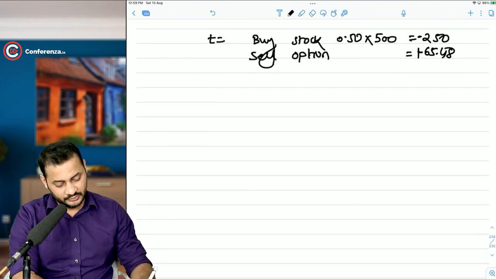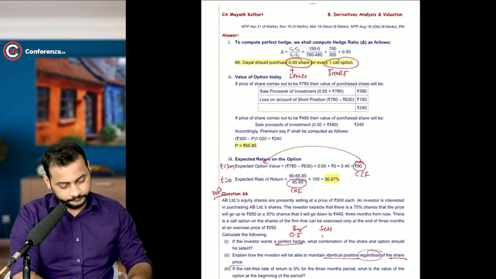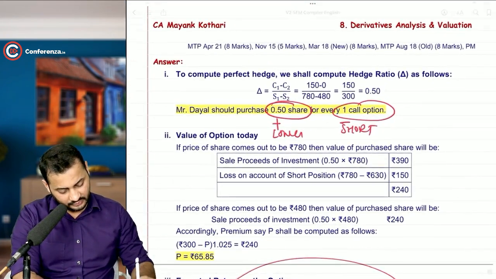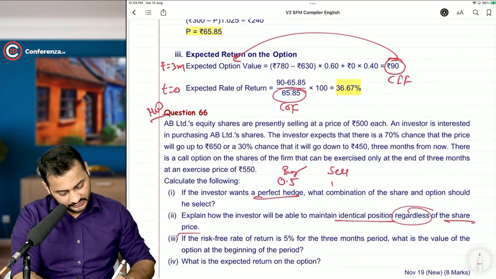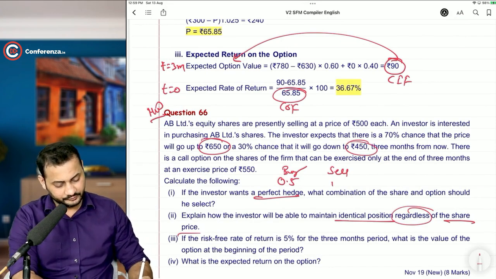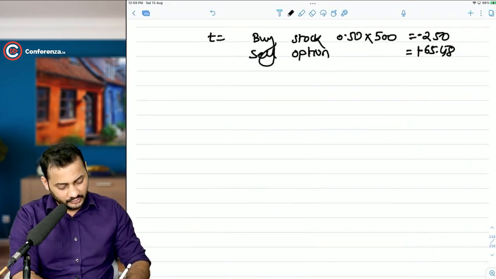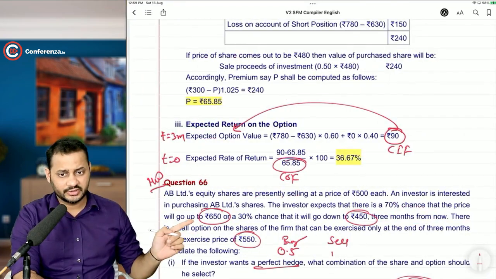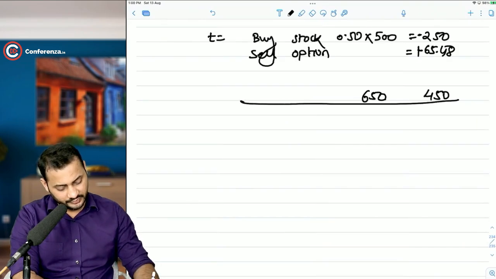Okay, sir. Now, what are the two prices? The two prices are 650 and 450, and the strike price is 550. Let's say at the expiry, it goes to 650 or 450. Now what will happen in both situations?